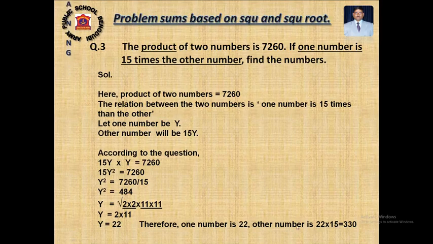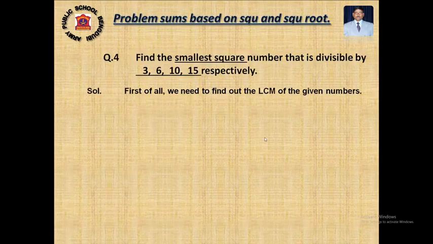The second number will be 15 times more. That is 22 into 15. Therefore, 330 is the second answer. So 22 is the first number and 330 is the second number. Now, when you multiply 330 and 22, I will get back the product, that is 7260. Understood? Okay. Next question.